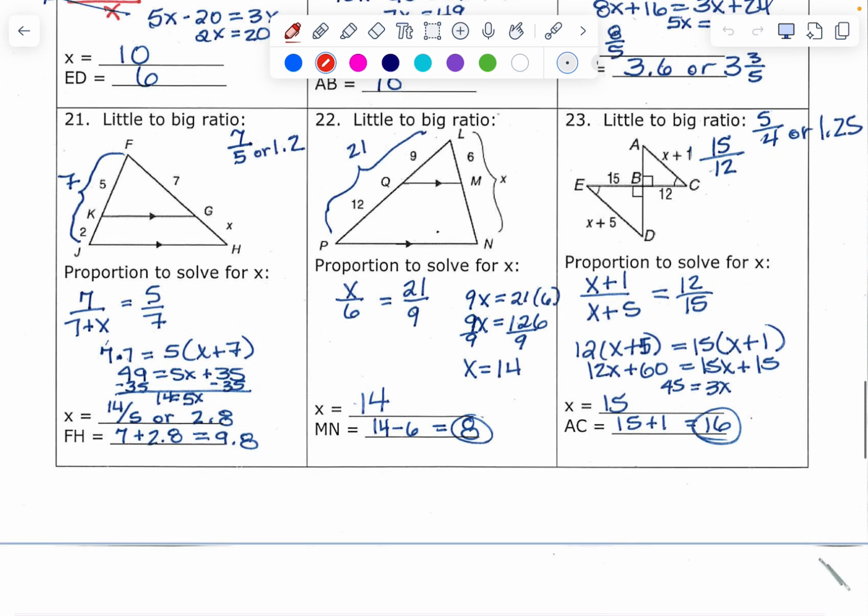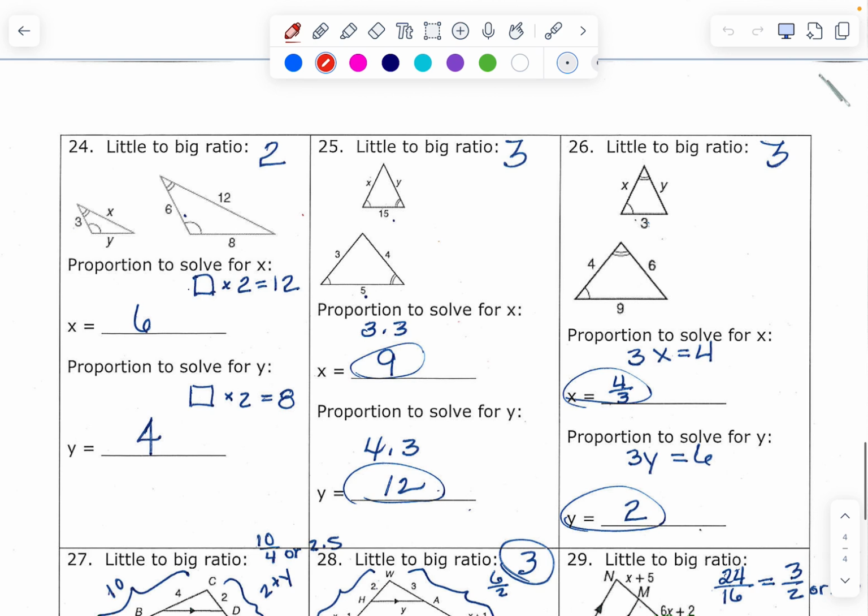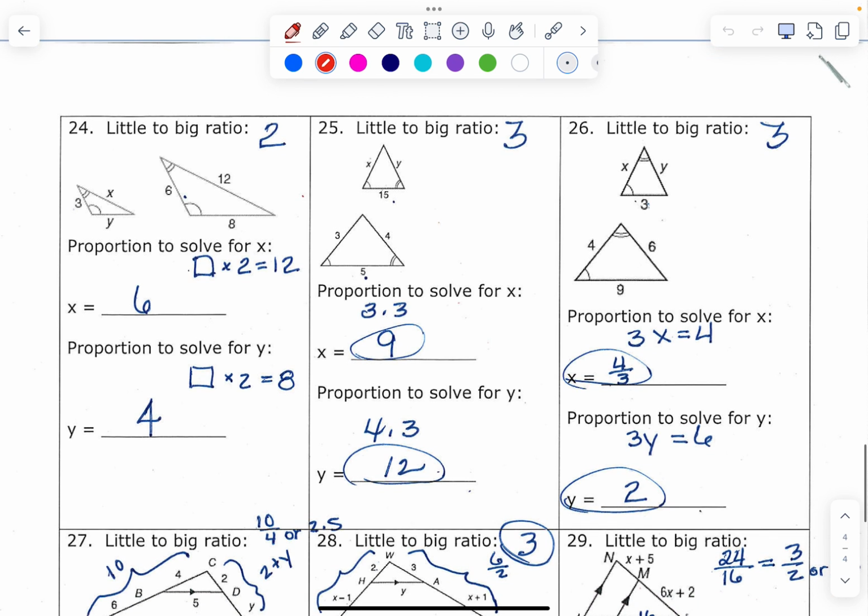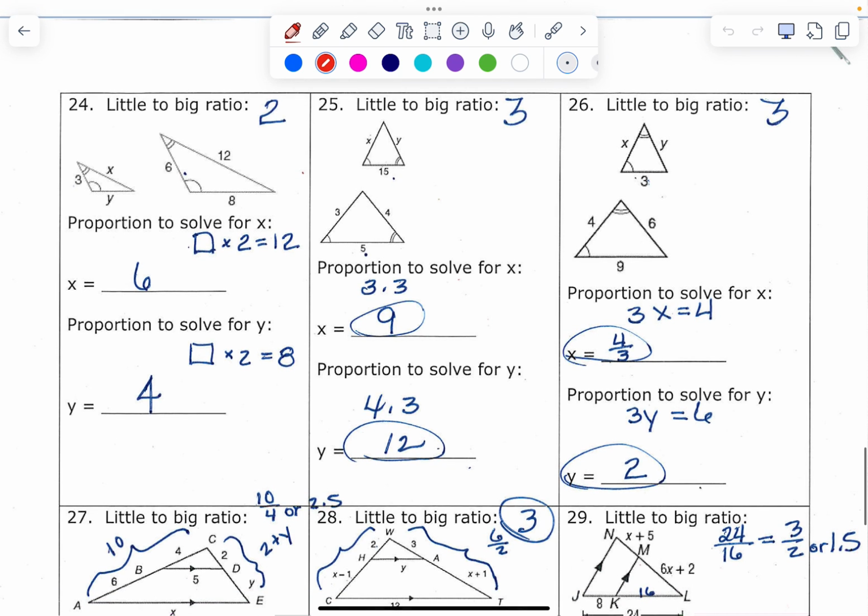I can pause so you can check your proportions, make sure they're set up right. Can I go? Yeah. Great. 24, X is 6, Y is 4. 25, X is 9, Y is 12.